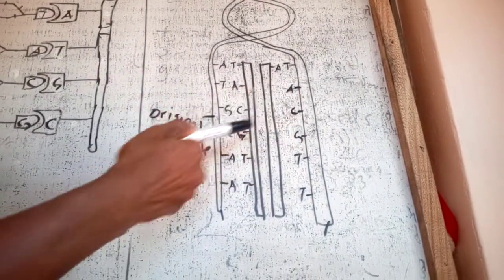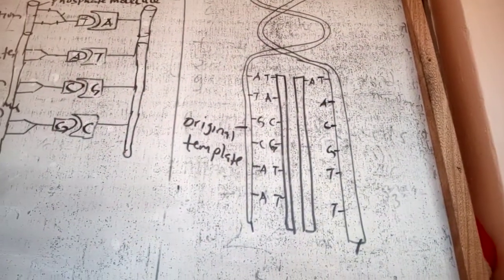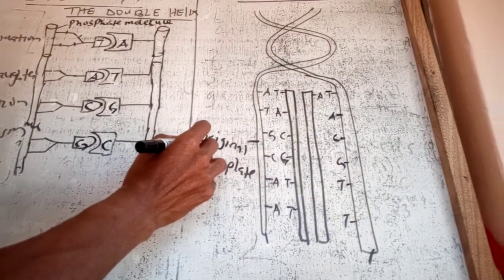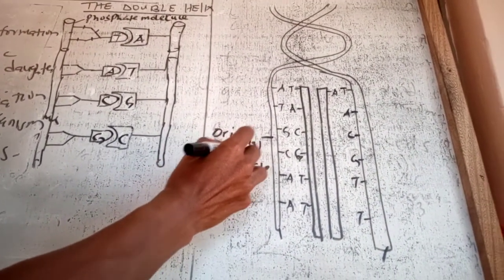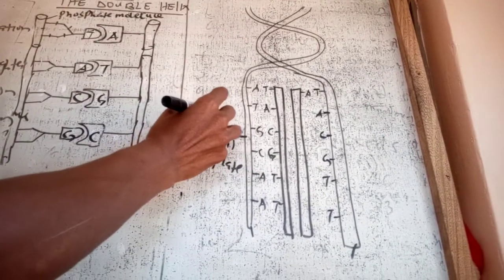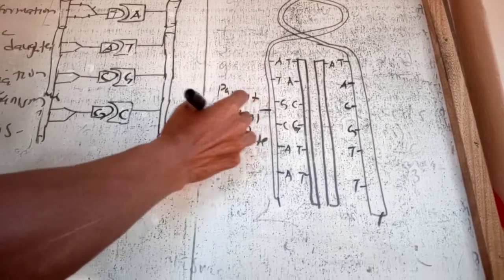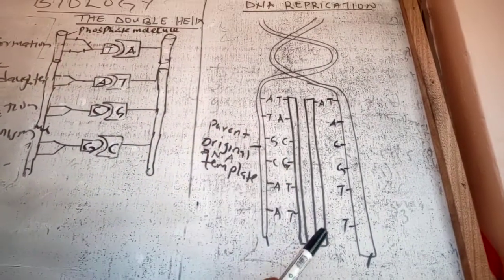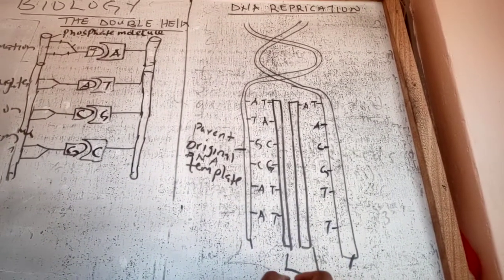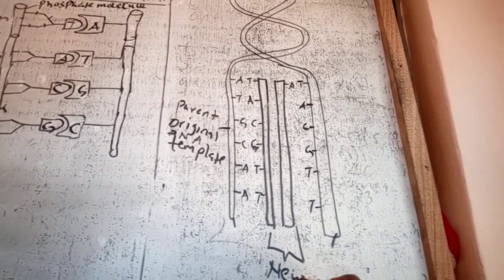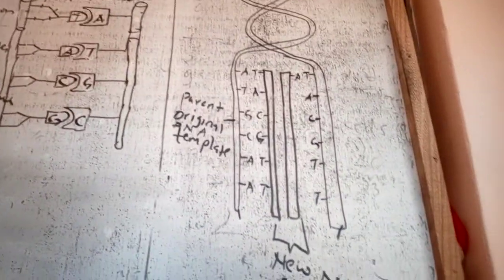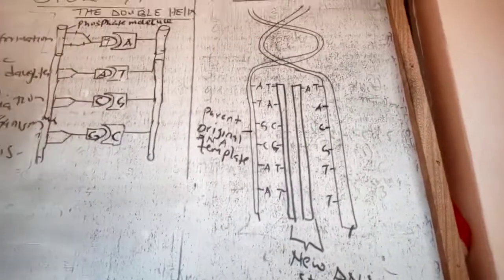This is the original template, the original DNA template. That is the parent DNA template, and this is the new one. This is where the new DNA strands form. Those are the new DNA strands.